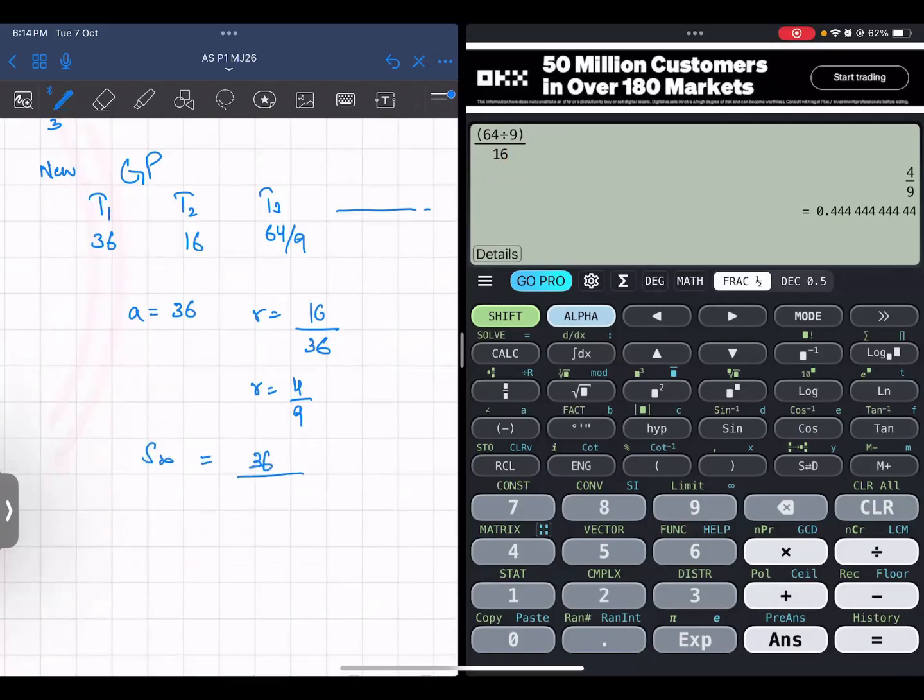And now they're asking you to find the sum to infinity. A upon 1 minus R, 36 upon 1 minus 4 upon 9. So 64.8. This is your answer.